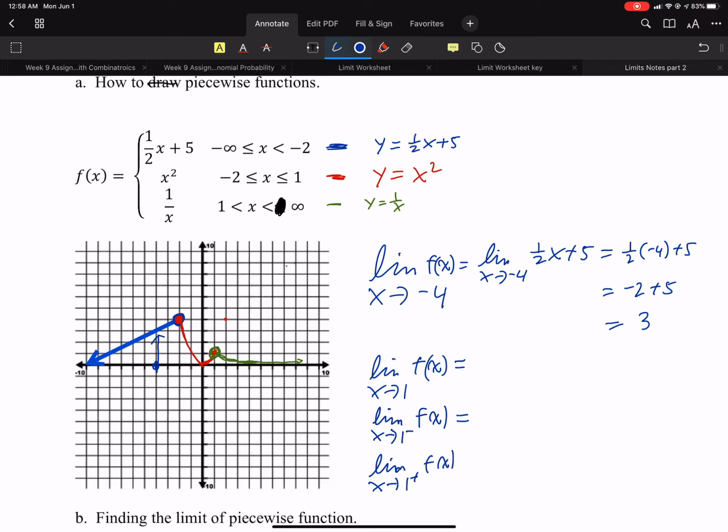So if you want to find the limit as x approaches 1 from the left, where is the function left of 1? Well, here's 1. x is smaller than 1. Smaller is left of. So you would use the x squared.